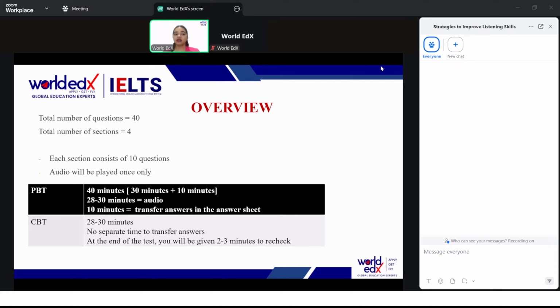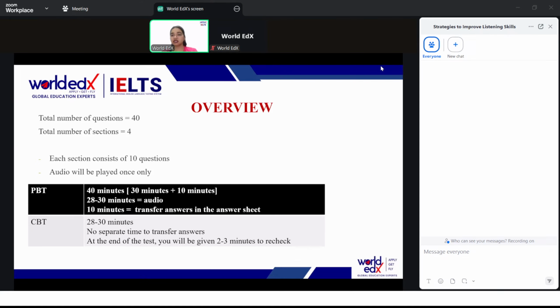It will be played only once, and depending upon which type of test you want to give, pen and paper or computer based, the duration of the test also varies. So let's say if you want to go for the pen and paper test, then you get an extra 10 minutes to transfer the answers on the answer sheet, but the audio's duration remains constant. It is like 28 to 30 minutes of audio, and then you get plus 10 minutes to transfer answers in the answer sheet. The next is the computer-based test.